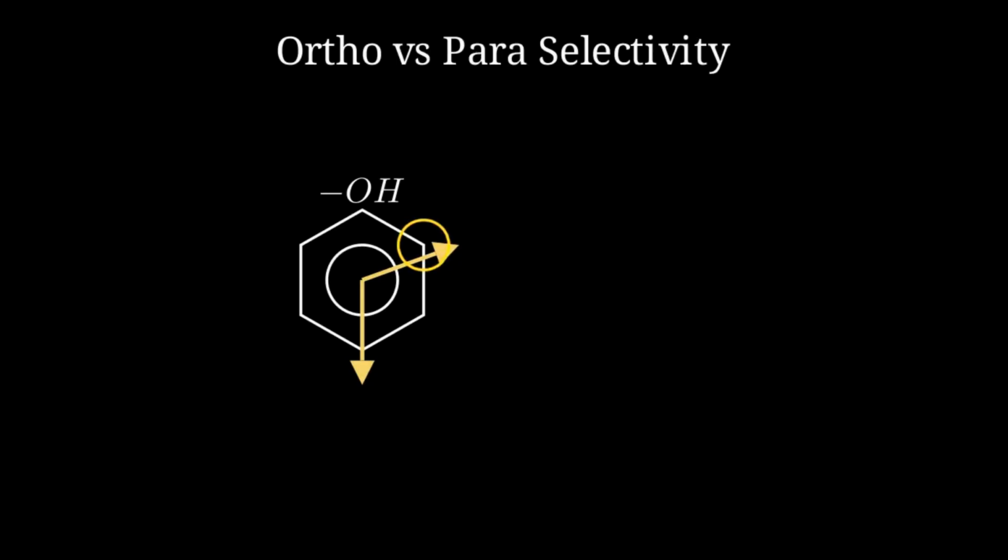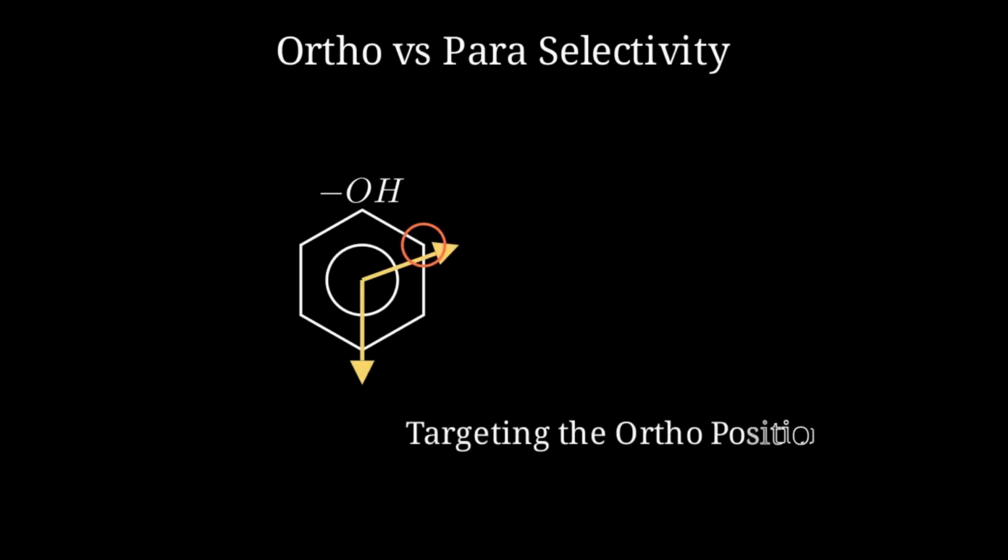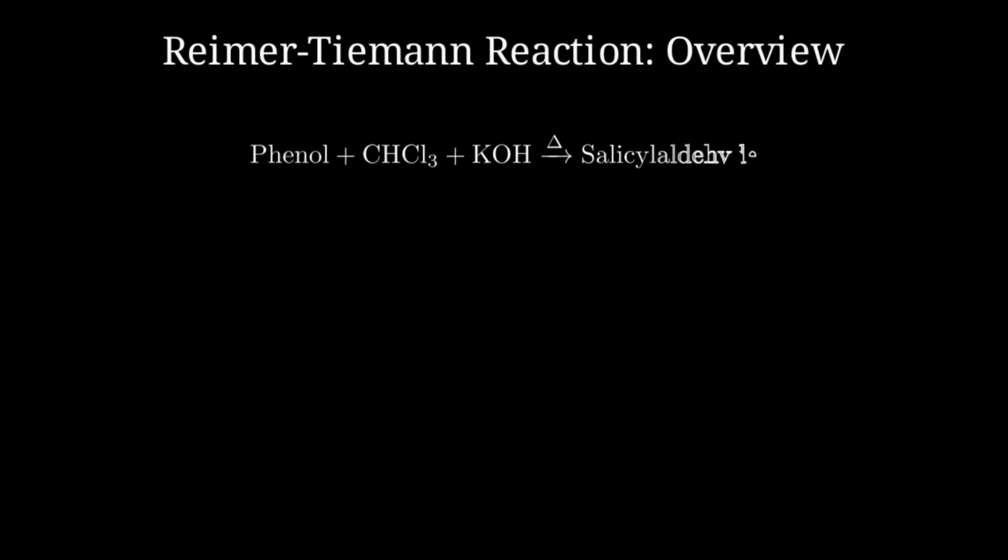This selectivity is driven by the formation of specific intermediates and the presence of metal cations that coordinate with the oxygen atom, guiding the incoming electrophile. The Reimer-Tiemann reaction transforms phenol into salicylaldehyde.